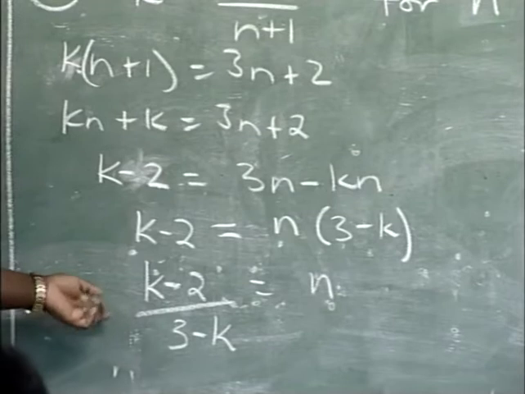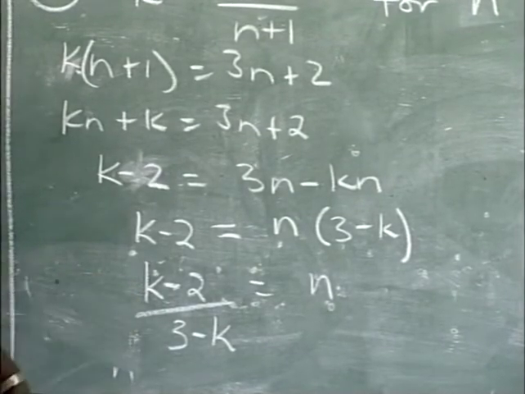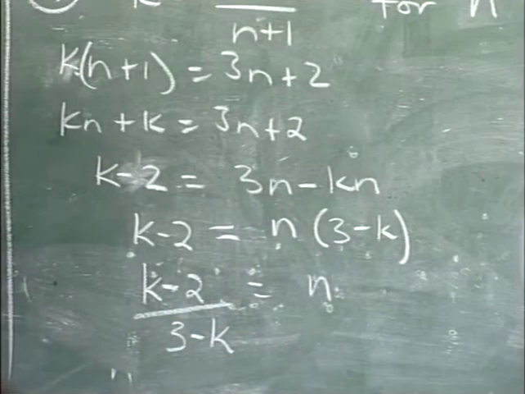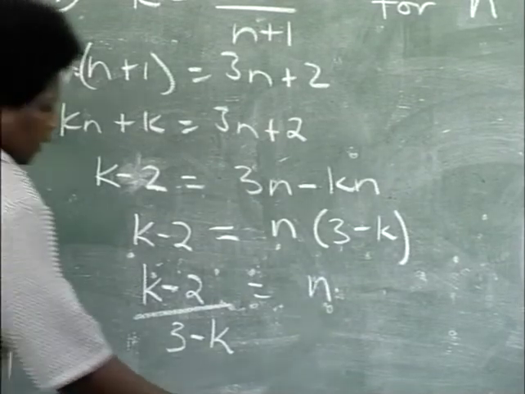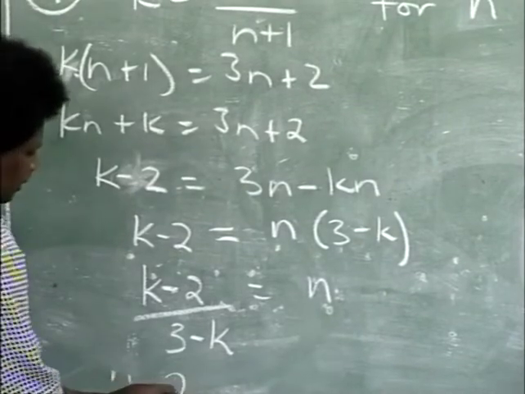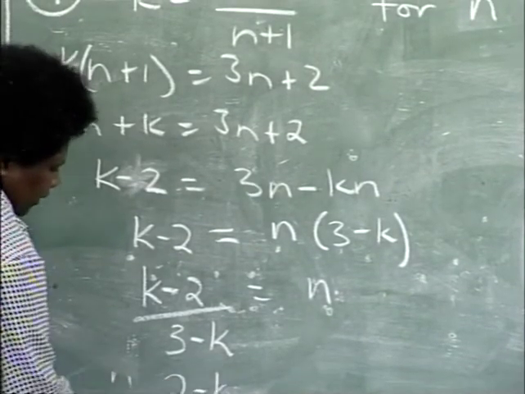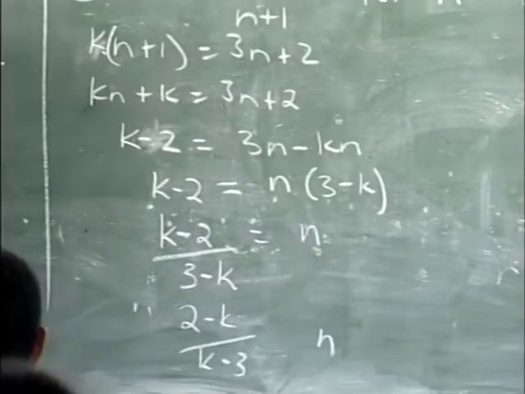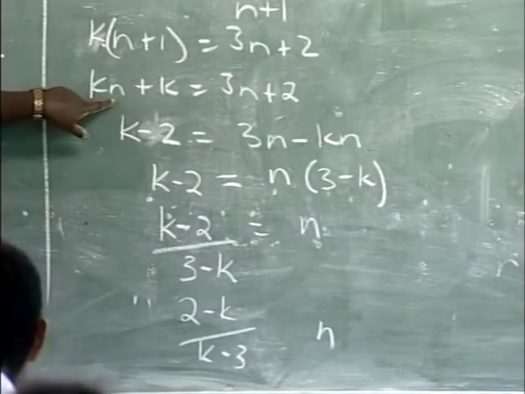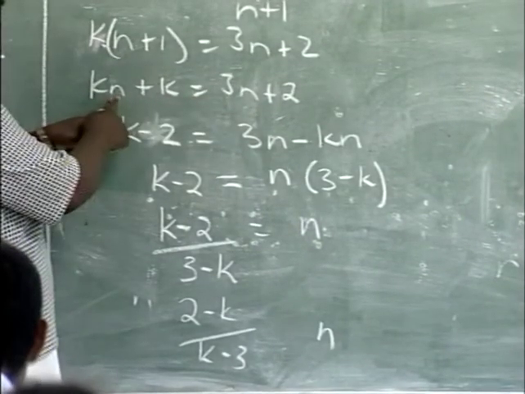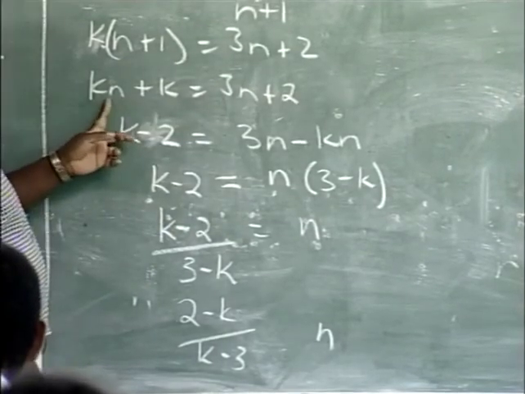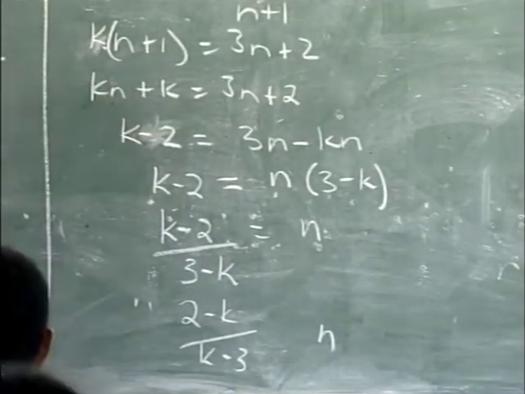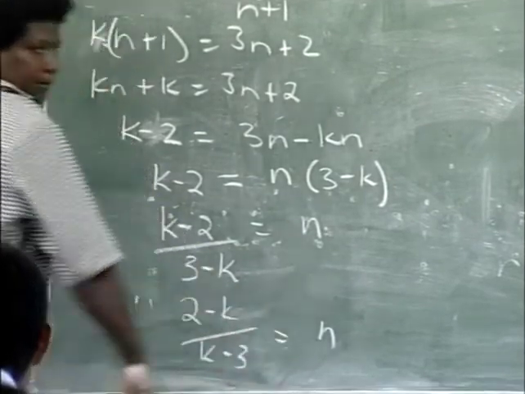Does everyone have that answer? Yes? Hands up those who have a different answer, slightly different one. Boromir, what's yours? Okay. The other way around is also correct. n will be equal to 2 minus k over k minus 3. That is if from here you subtract 3n and subtract k. It's also correct. So you will have both answers.